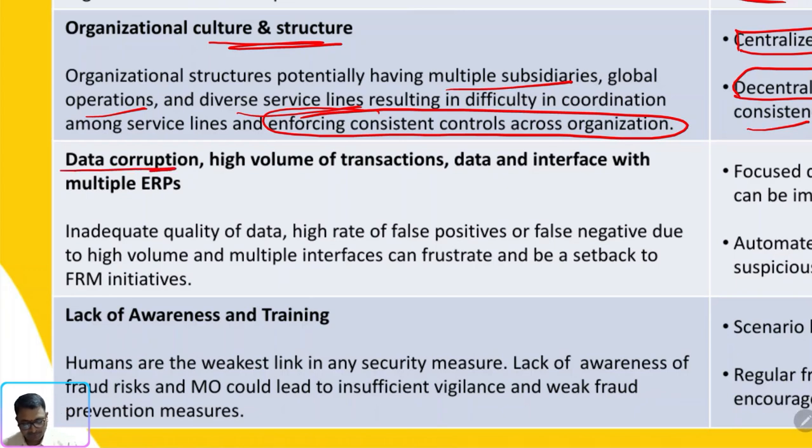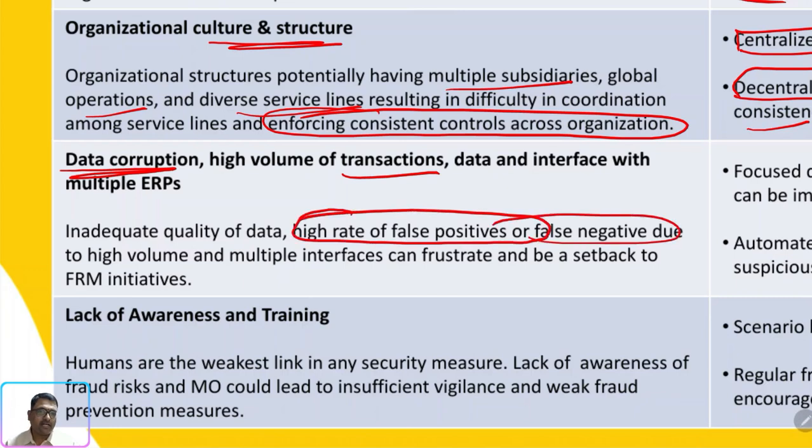The fourth thing that is important, that you will face a challenge when you implement FRM, is data corruption. High volume of transactions, and then there are multiple ERMs that talk with each other. There would be a very high rate of false positives. When you start looking at data, you will see a phenomenally high level of false positives or false negatives due to multiple combinations of data. Now, if there are high levels of false positives or false negatives, the confidence in the FRM initiative will be lost.